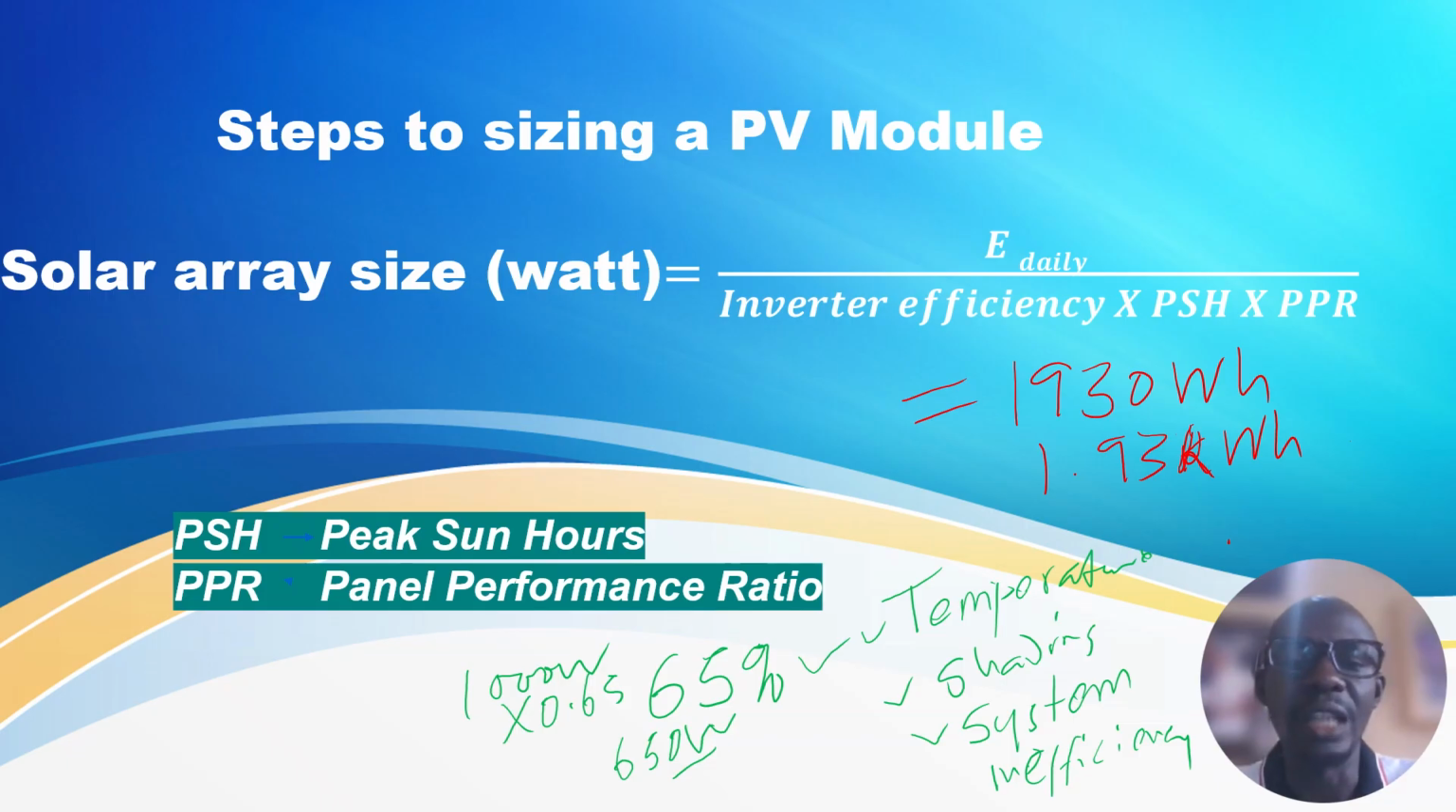Temperature, shading, system inefficiency, losses due to cabling. Because you are going to cable it, there will be losses before it delivers to your inverter. So all these are factored in. For a 1000 watts array, even a premium panel may not be able to supply more than 65%. Thank you. So we're moving ahead.